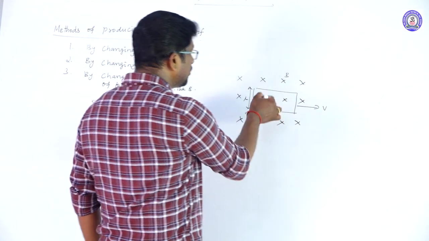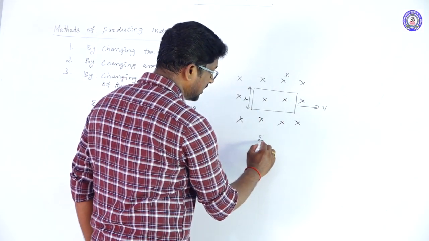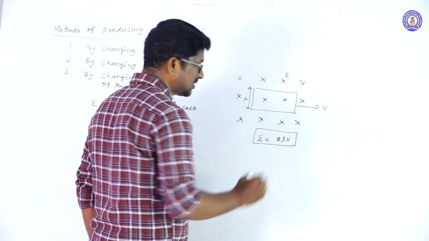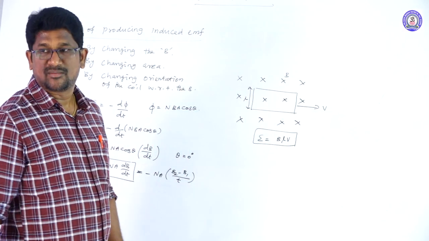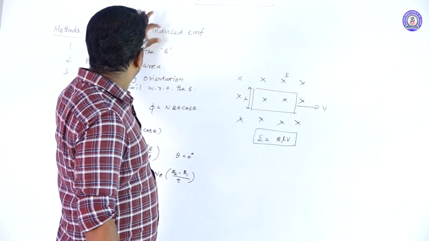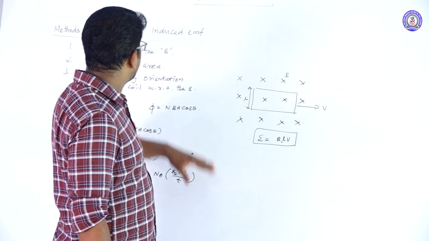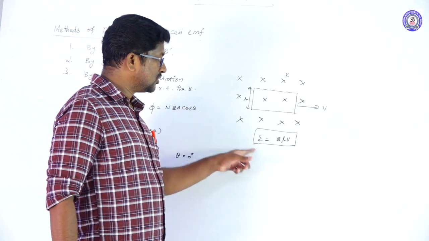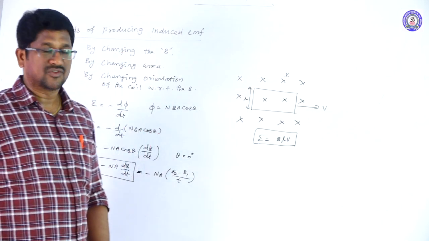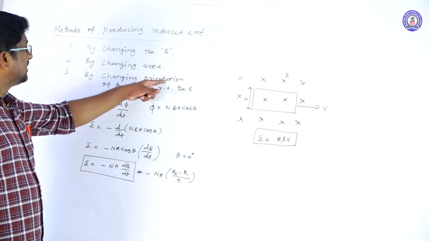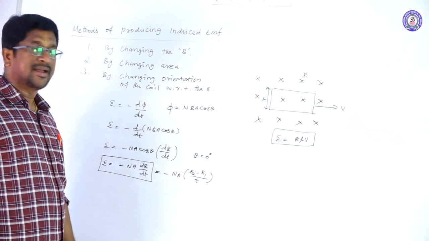Right? The EMF induced in this rectangular coil is given by E is equal to BLV. So this is called motional EMF. So the EMF induced by changing the area enclosed by the coil is given by the formula E is equal to BLV. So this EMF is called motional EMF. Right? And third method, by changing the orientation of the coil with respect to the magnetic field.